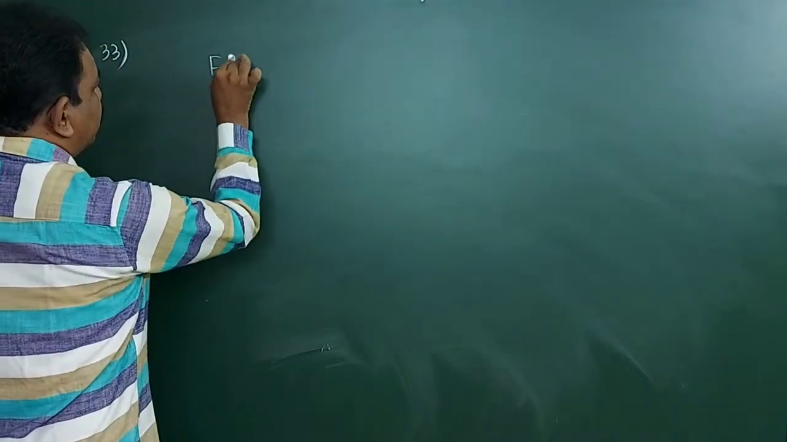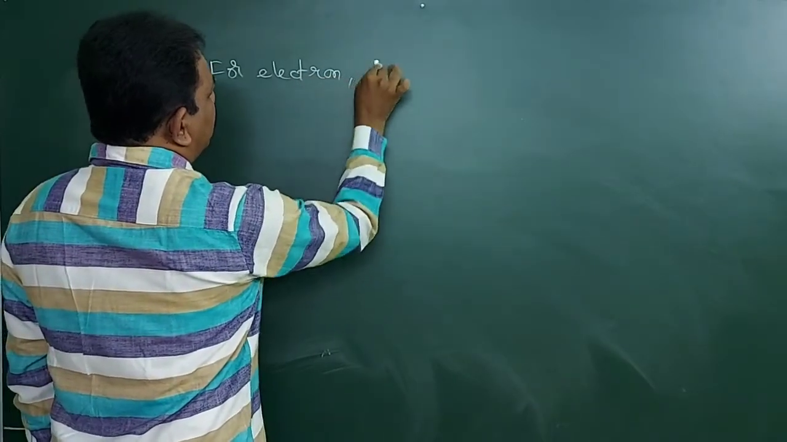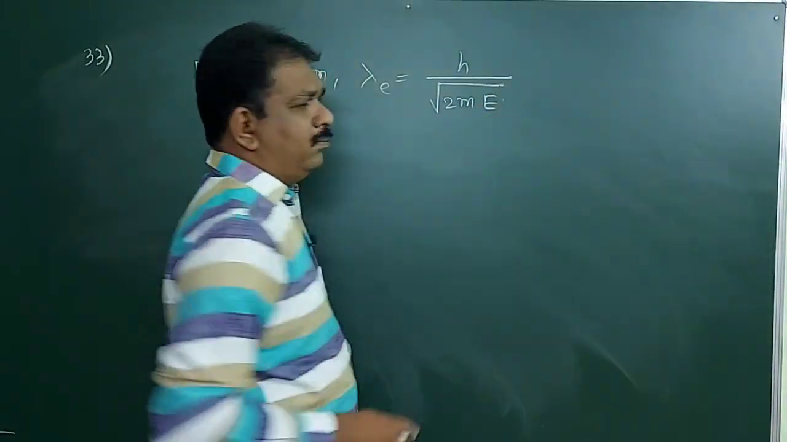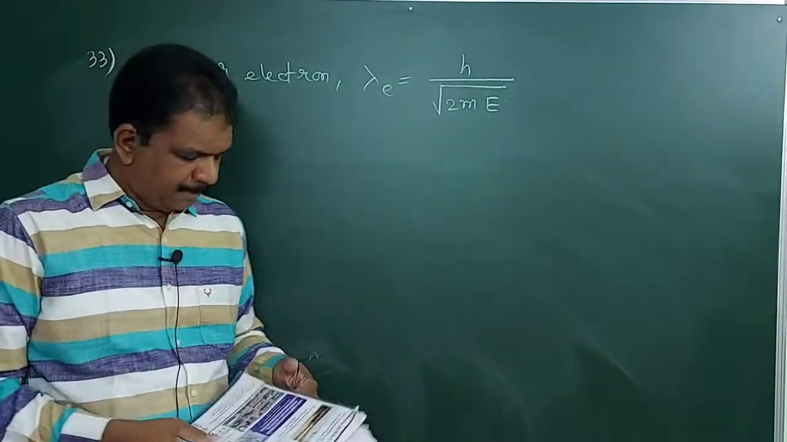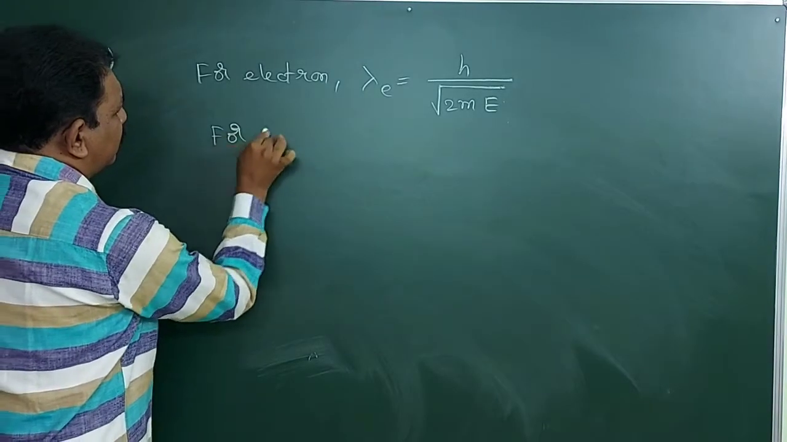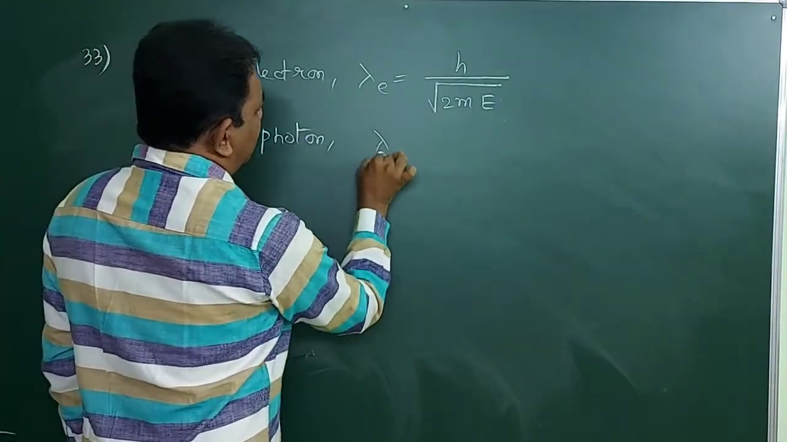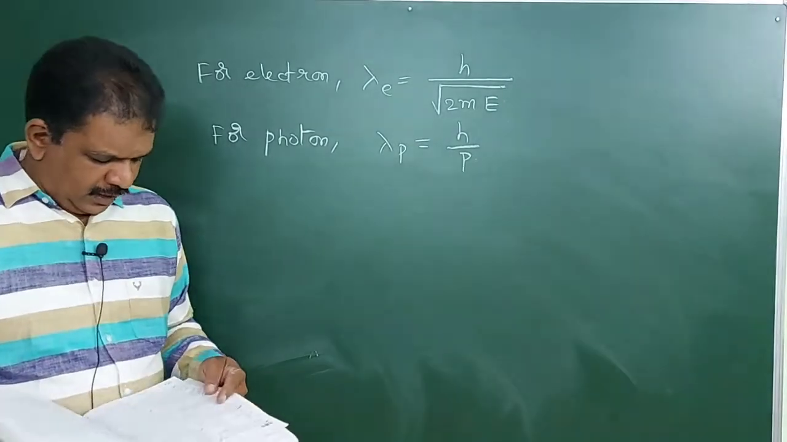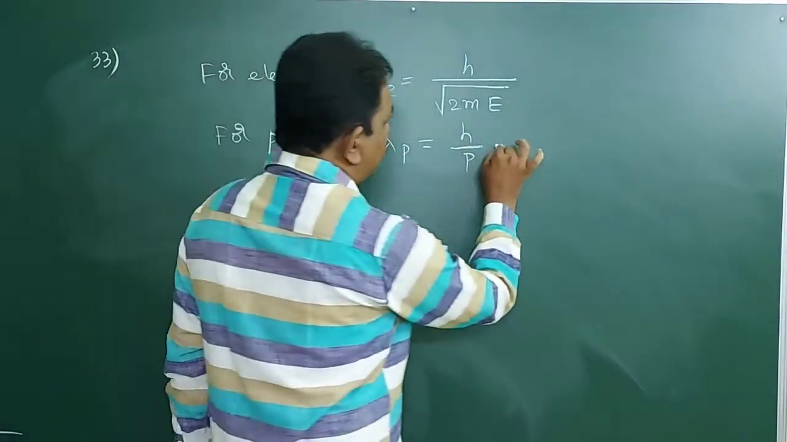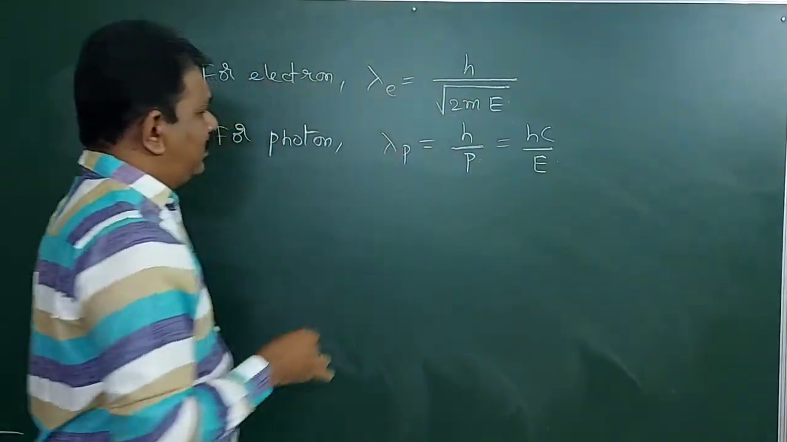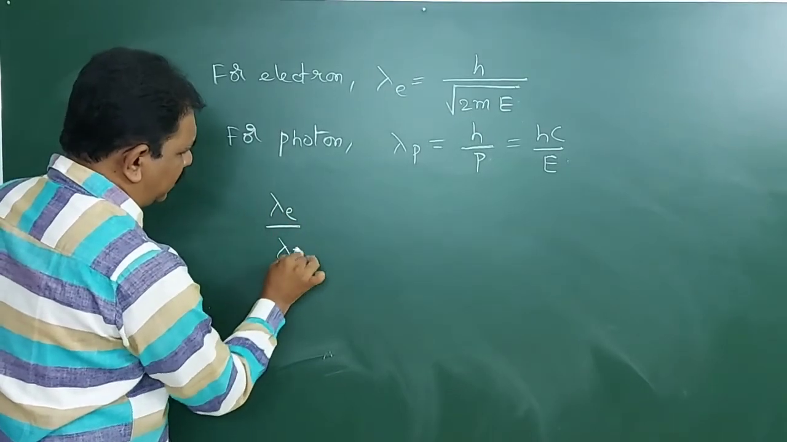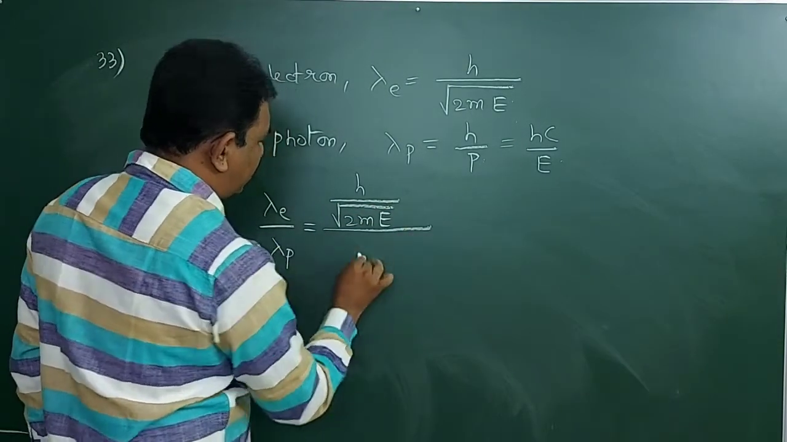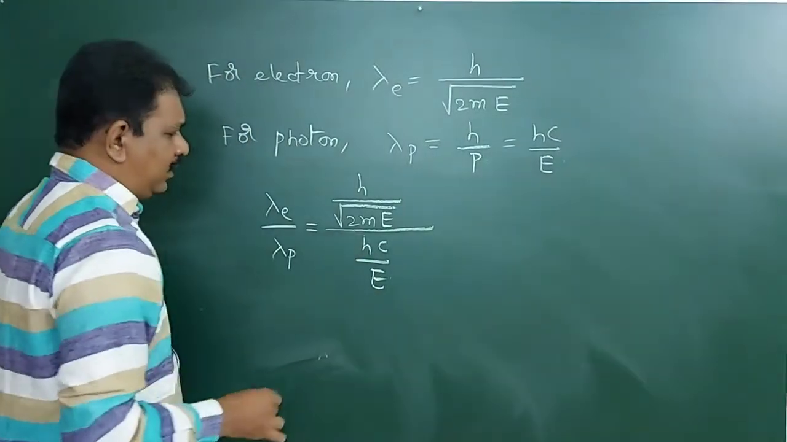For electron, lambda E is equal to h by root of 2m into E. For photon, lambda P is equal to h by P. We will write it as hc by E. Divide this, lambda E by lambda P. H by root 2mE divided by hc by E.